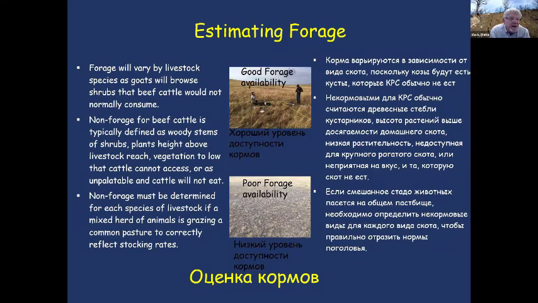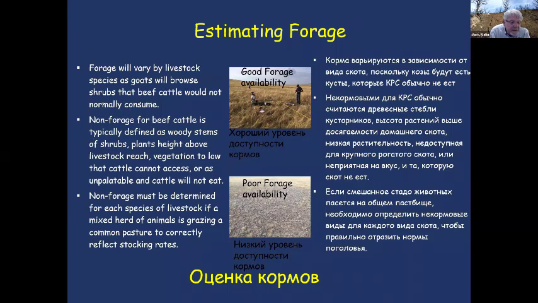Estimating forage. And as I mentioned earlier, that's going to vary by livestock species. So in the upper picture, you can see good forage availability. We see poor forage availability in the lower slide. Non-forage must be determined for each species of livestock.